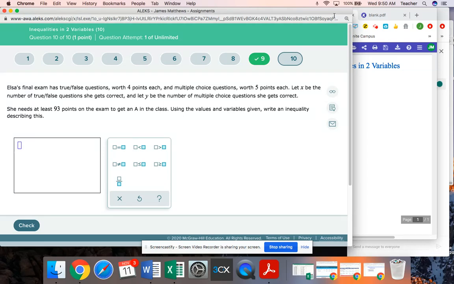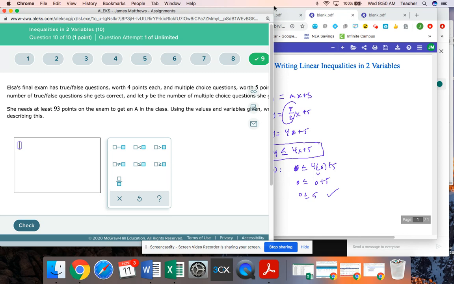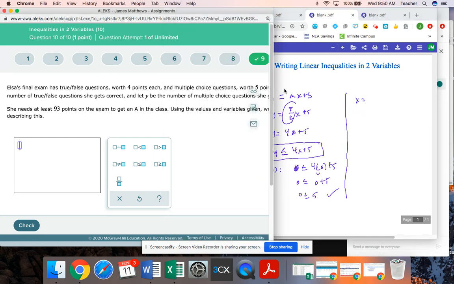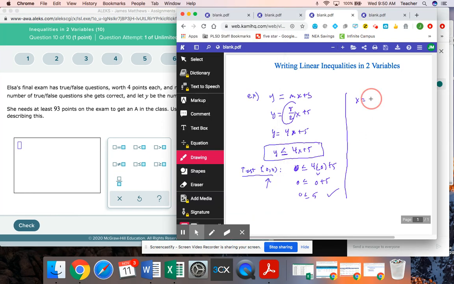It says that Elsa's final exam has true-false questions. They're worth 4 points each and multiple choice worth 5. Okay, so right away, I need to establish something. If I let x be, and in fact, I think it tells us right here, let x be the number of true-false, y be the multiple choice.